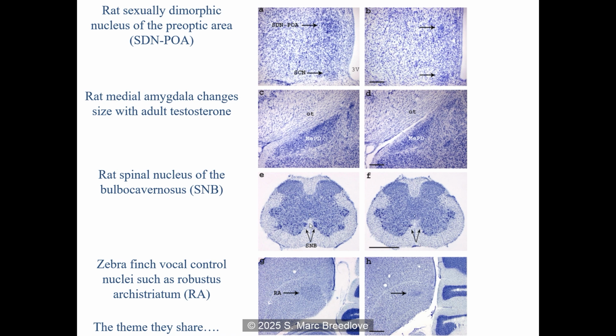All of these sexual dimorphisms, I mean, eventually people will find an SDN-POA in humans, right? But they're all way too small to see with non-invasive imaging. The SDN-POA in rats or humans is about the size of a grain of sand, a biggish grain of sand. There's no MRI machine that can resolve that, and probably never will be. It would probably require magnetic fields that would pull the brain apart.